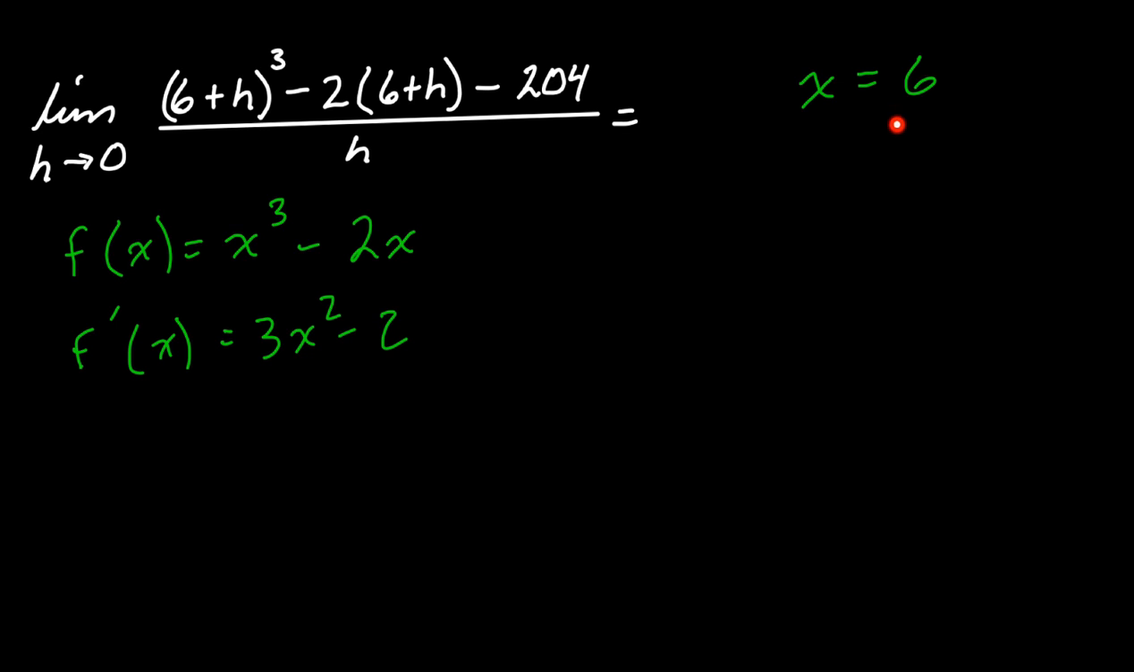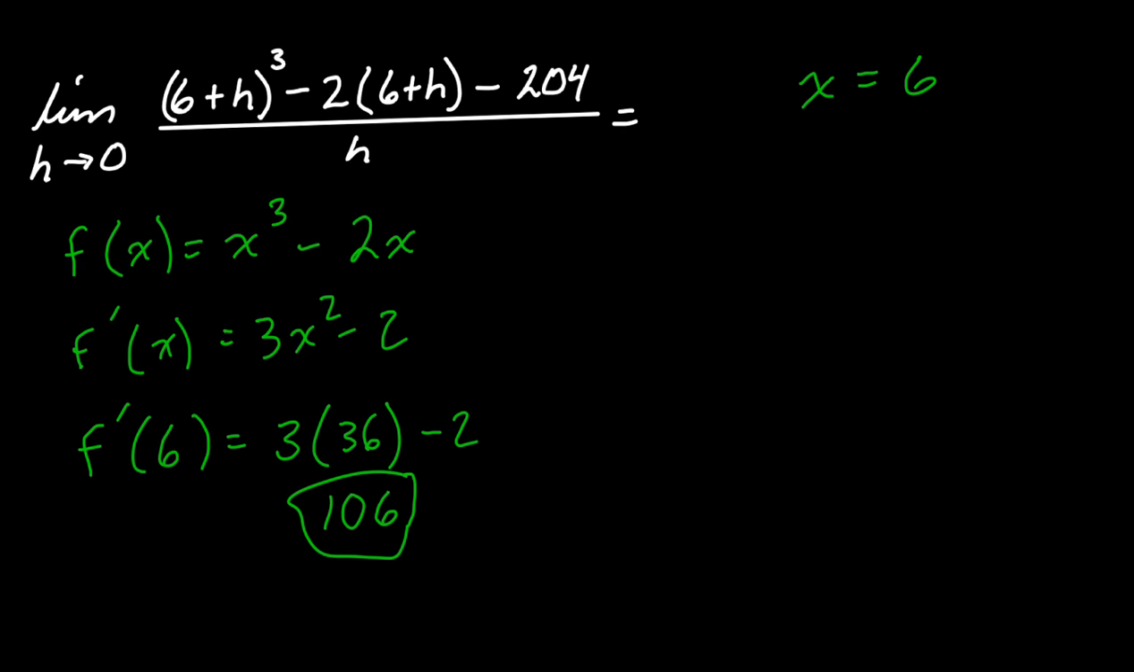Now, this right here adds one more step to our process. When you see the 6 instead of an x, this simply means that we are evaluating the derivative at the x value of 6. All right, so that's going to give us 3 times 6 squared, which is 36, minus 2. That's 108 minus 2 is 106. That would be the slope of the tangent line.